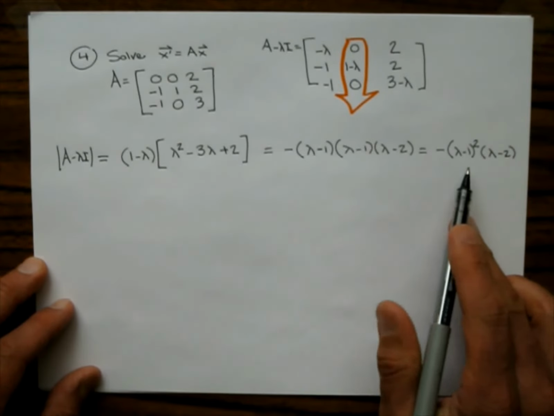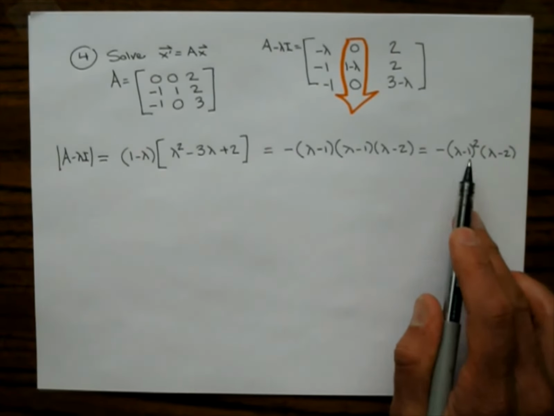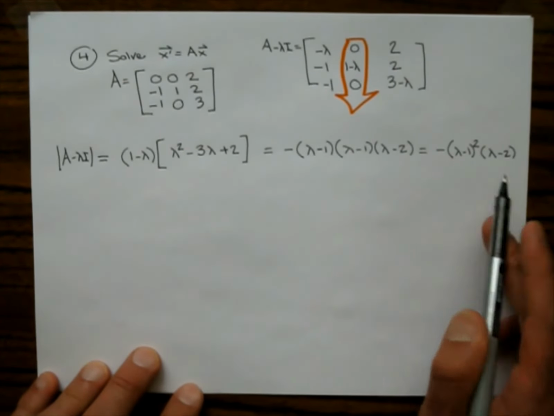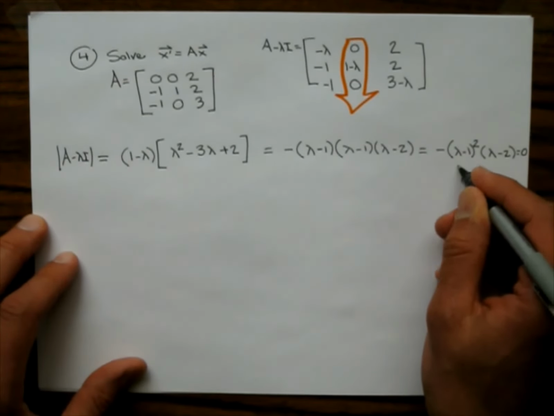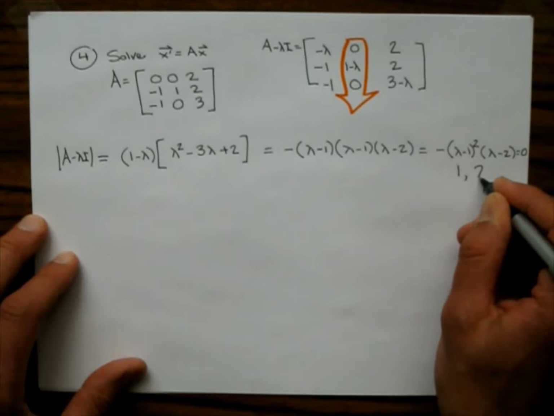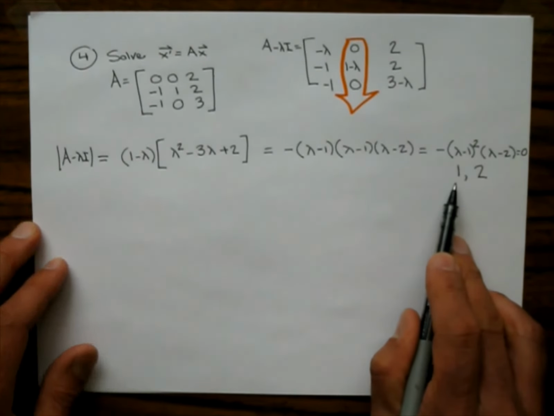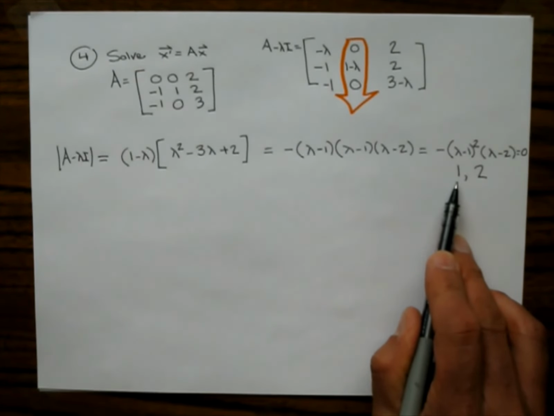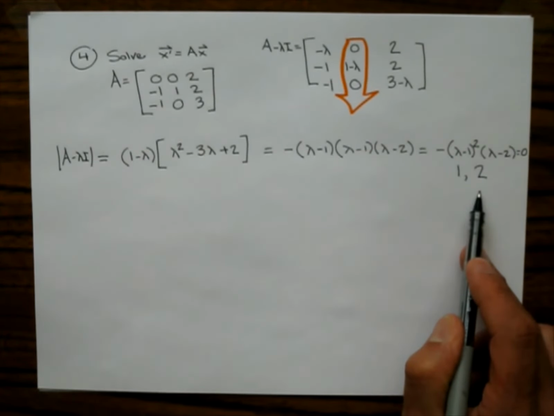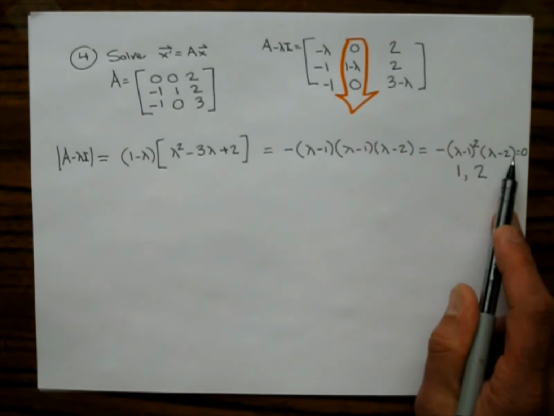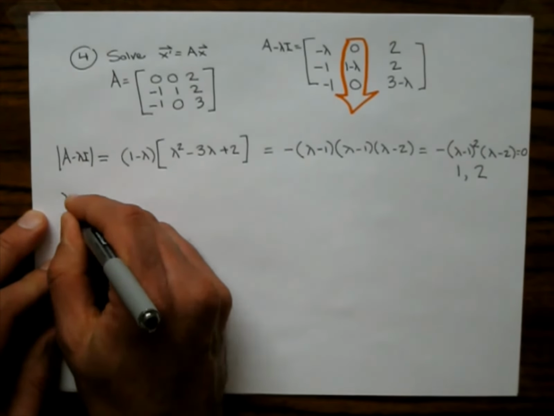What do I do with this characteristic polynomial? I set it equal to 0, and I end up getting my eigenvalues of 1 and 2. The eigenvalue 1 has algebraic multiplicity of 2. The eigenvalue 2 has algebraic multiplicity of 1. Let's go ahead and go lambda equals 1.